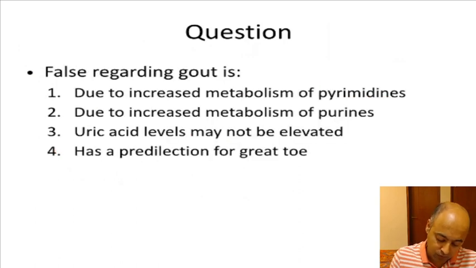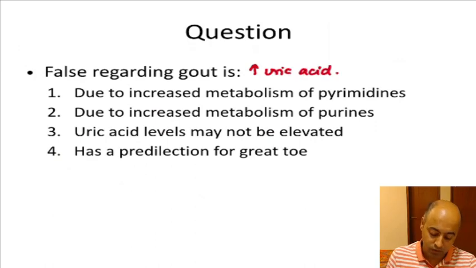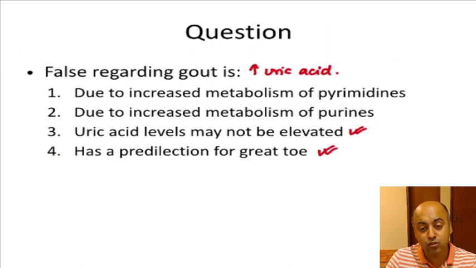Okay. This question relates to gout, where there is increased uric acid. I'm sure you know what is happening in gout. The uric acid is increased. There is a predilection to grade 2. Yes, we know this. The first place where it appears is grade 2. Uric acid levels at the time of attack may not be elevated. This is also a correct statement. Sometimes we see that borderline values are there and still the uric acid has got precipitated.